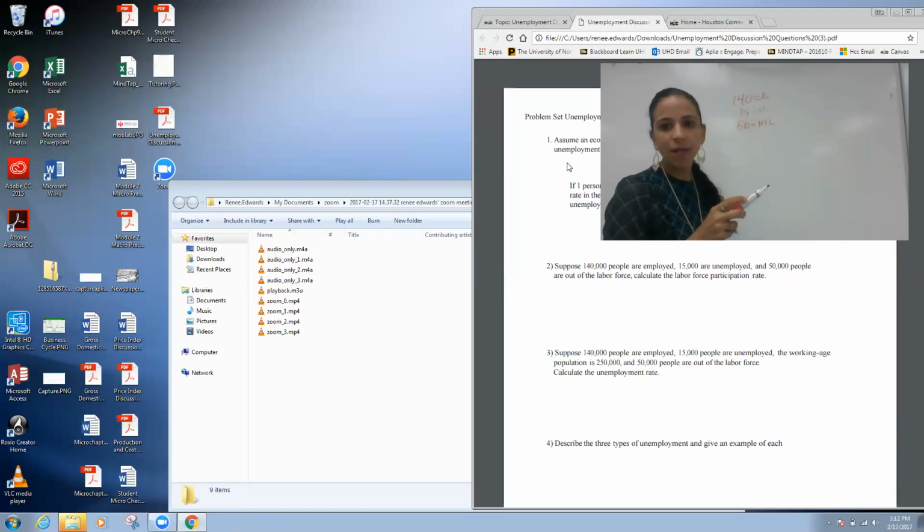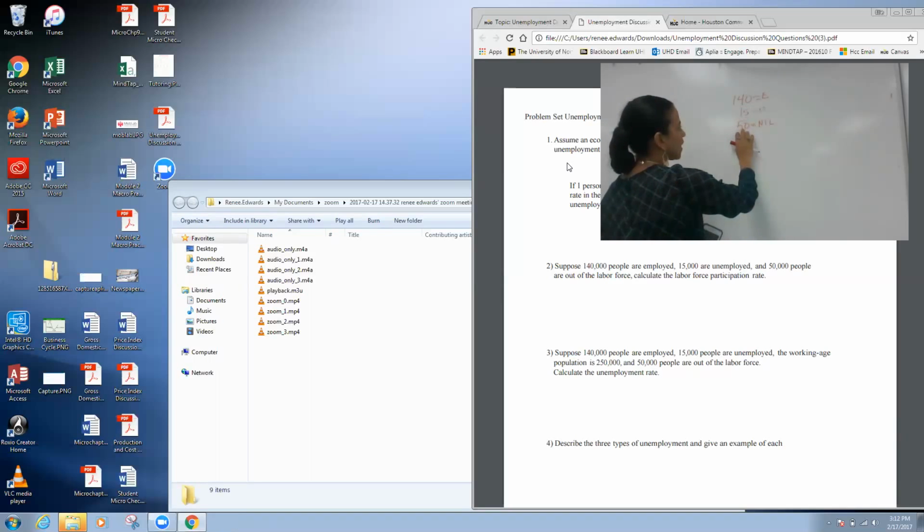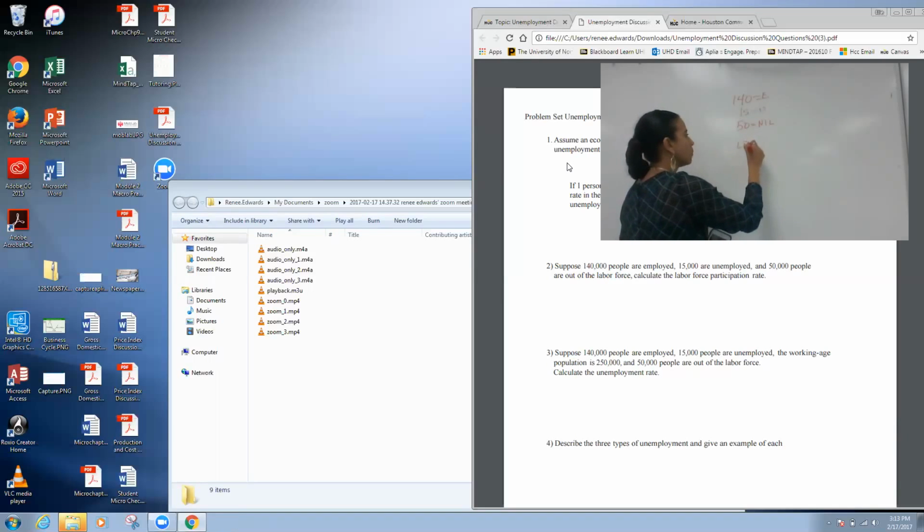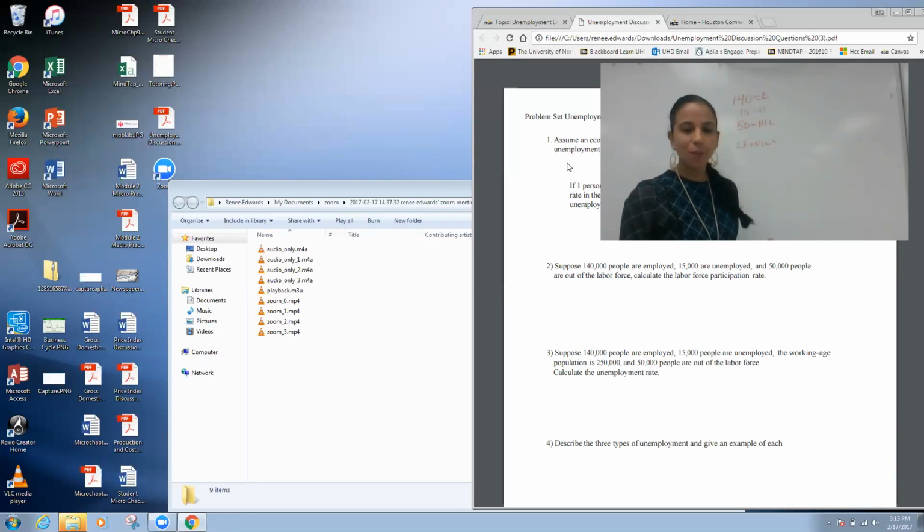And then it's asking me to calculate my labor force participation rate. Here, these 50,000 are not in the labor force. This E plus U is the labor force. So I can add my labor force plus not in the labor force, and that's going to give me my population. Sometimes the problem will tell you the population. Sometimes it'll be very specific and tell you it is the non-military civilian population over the age of 16. Sometimes it'll just say population over 16 or working population. Any of those will do.